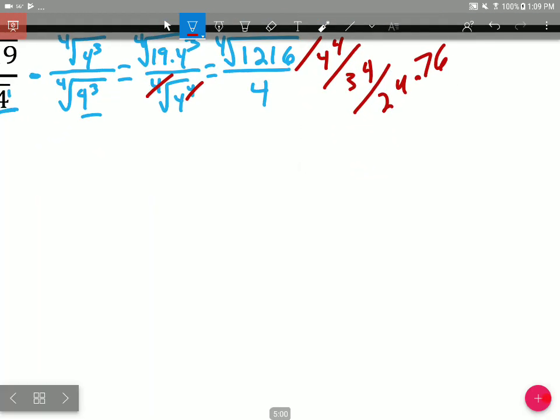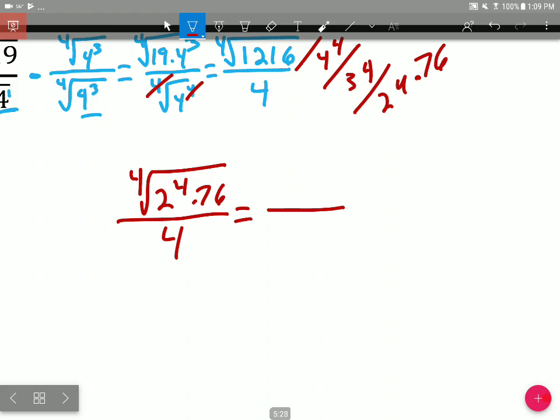Let's rewrite that. We now have the fourth root of 2 to the fourth times 76 divided by 4. Okay? Because when I divided 1216 by 2 to the fourth, I got 76 as an answer. All right. Can I pull one of those two numbers out of the radical? Which one? The 2. The 2 has the fourth, so it can come out, and the 76 stays behind.